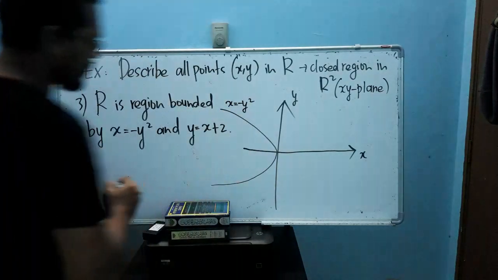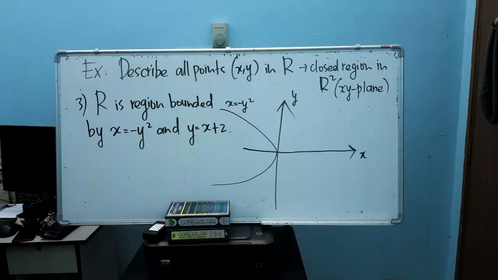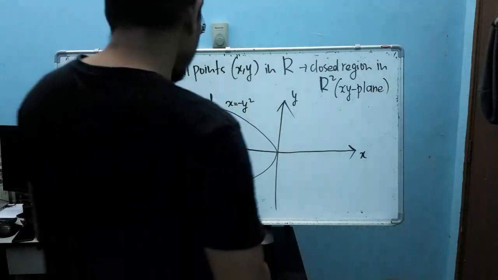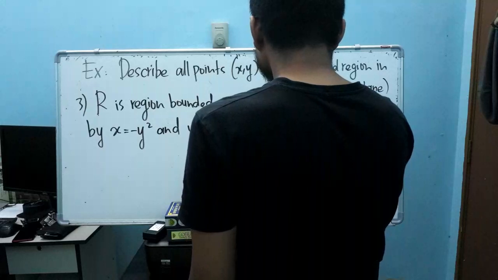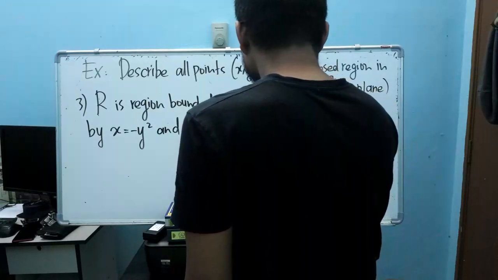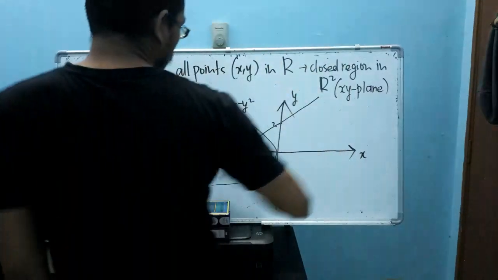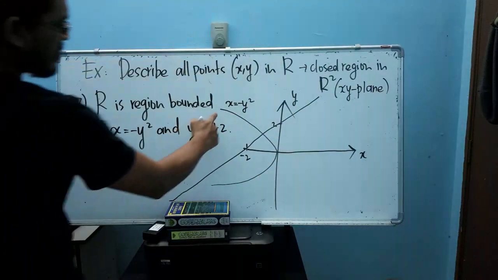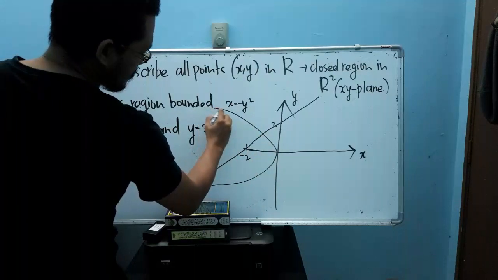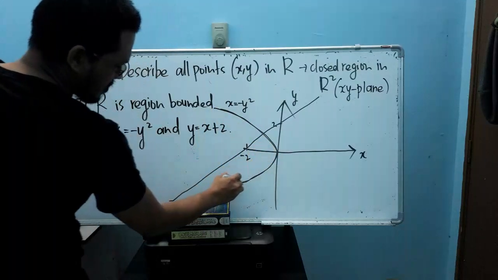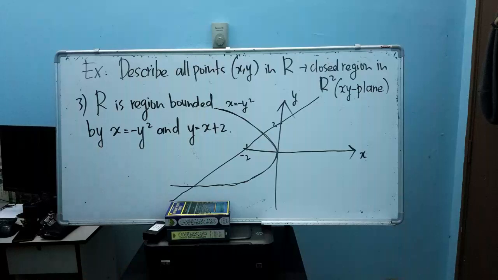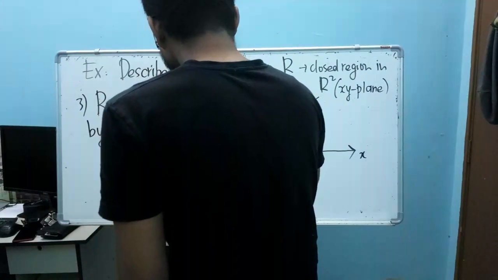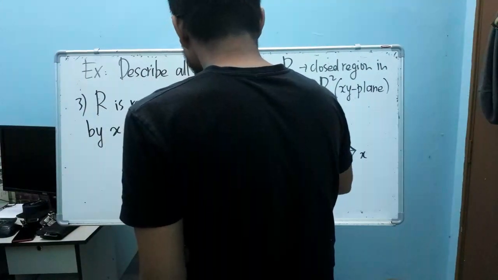The next thing, y equals x plus 2. What do you mean by y equals x plus 2? It means that you have a straight line here. Of course you need to let this line run from minus infinity to infinity, same with this parabola. Now you will have an intersection here. So where is your R? My R will be this part, since my R here is closed, right?